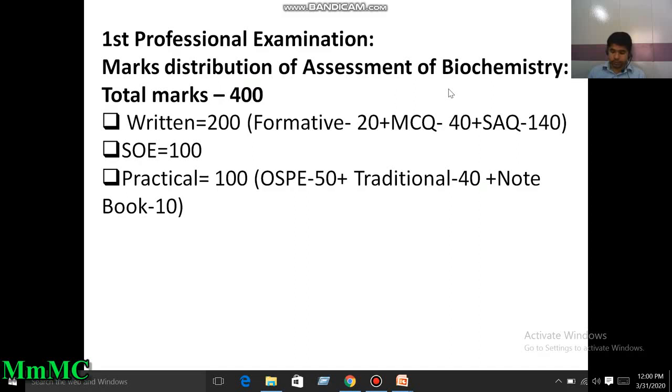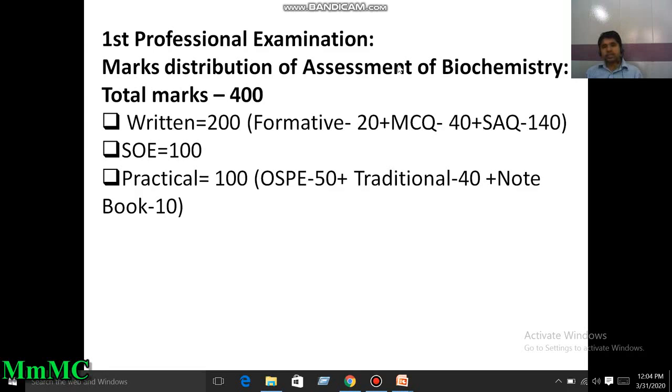Describe how ketoacidosis occurs in uncontrolled diabetes mellitus. That means the mechanism of ketoacidosis in an uncontrolled diabetes mellitus patient. Classify plasma lipoproteins and apoproteins. Why is high density lipoprotein cholesterol good for our body and low density lipoprotein cholesterol harmful? This is also important for your viva exam.